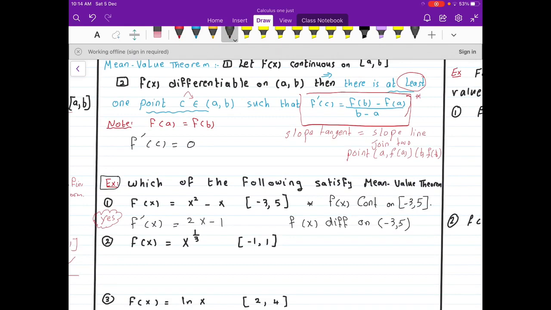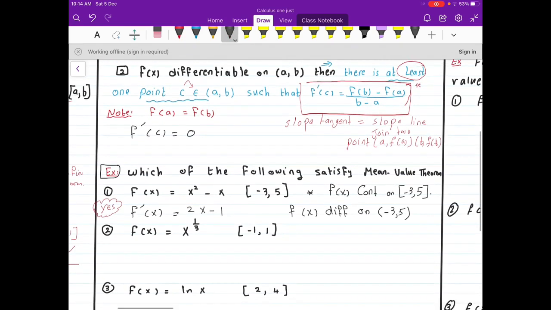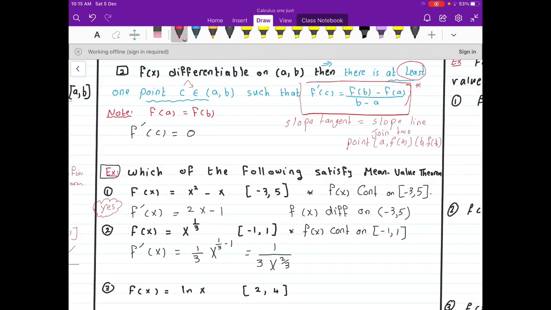Now, if f(x) equals x to the power 1/3, does this function satisfy the mean value theorem? This function is continuous on R, so it is definitely continuous on the closed interval [-1, 1]. Now, f prime of x equals 1/3 x to the power (1/3 minus 1), which is 1/3 x to the power of -2/3. Our question now: is this function differentiable on the open interval (-1, 1)?